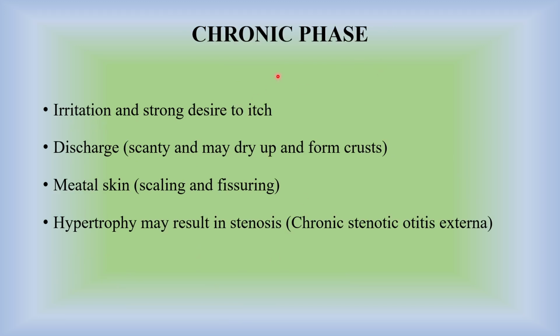In chronic phase, pain is shifted more towards irritation and itching. So the patient will be presenting with irritation and a strong desire to itch. Because of the swelling, they may have aural fullness, blockage and hearing loss. Discharge may or may not be present, but dry crust will be there. Meatus skin may show scaling or fissuring and stenosis, as I mentioned. And the stenosis of chronic otitis externa is a little more difficult to treat than in acute otitis externa.